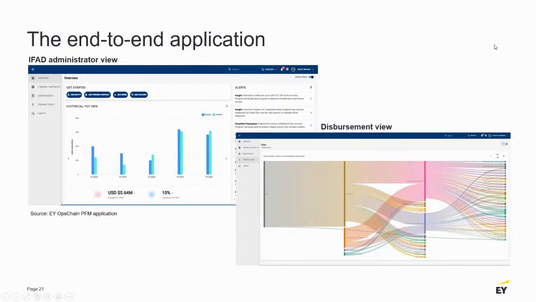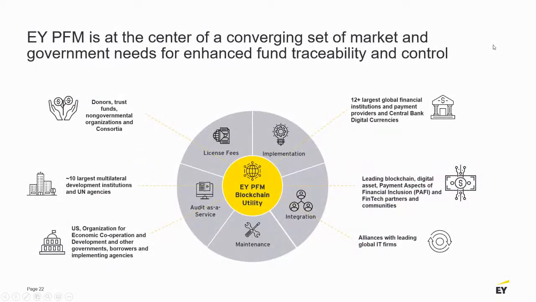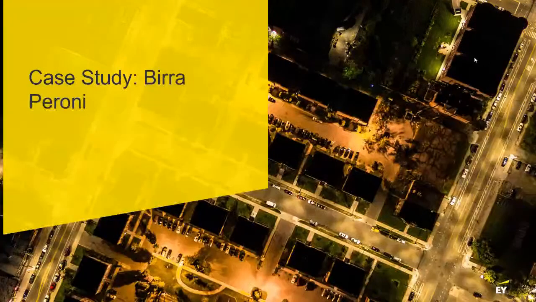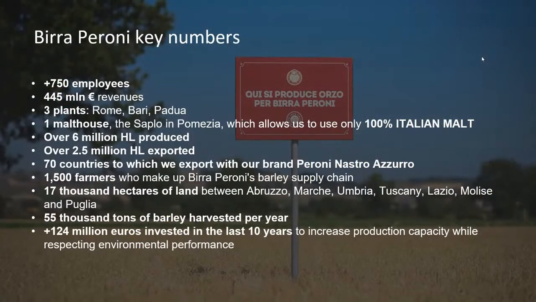And so I think the last slide is on the PFM overview, but I think I've talked quite a bit about this solution. So let's maybe walk into the other use case. I want to make sure we have enough time to talk about all three. So Birra Peroni is an Italian beer company, if you ever had a Peroni lager. And so here are some quick facts about them.